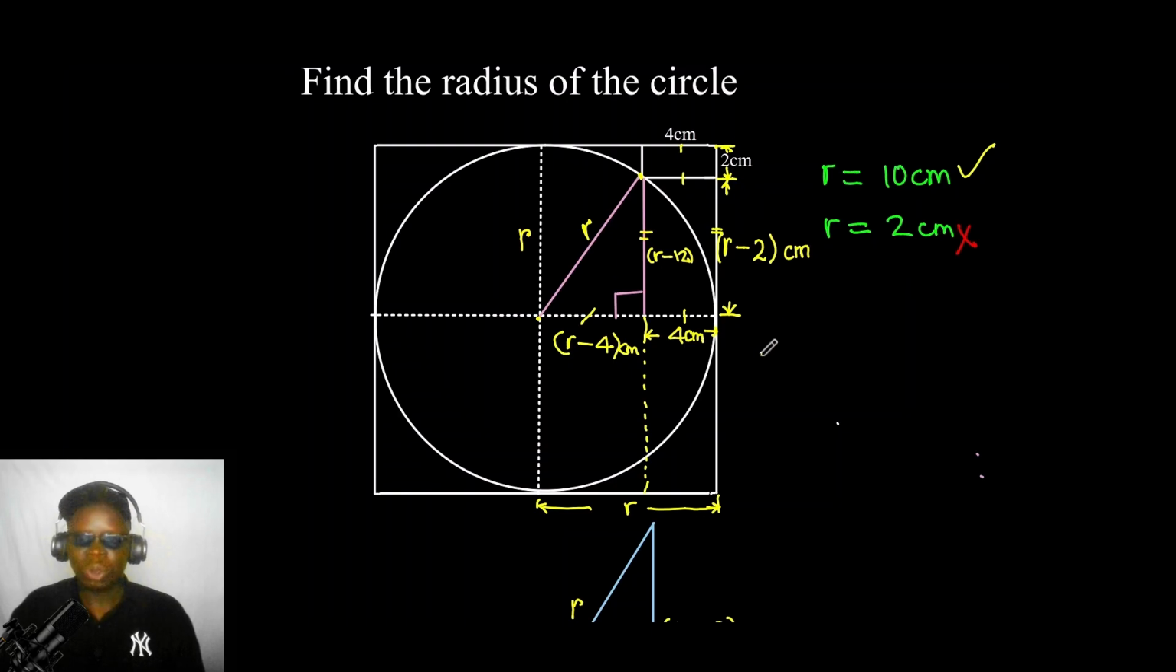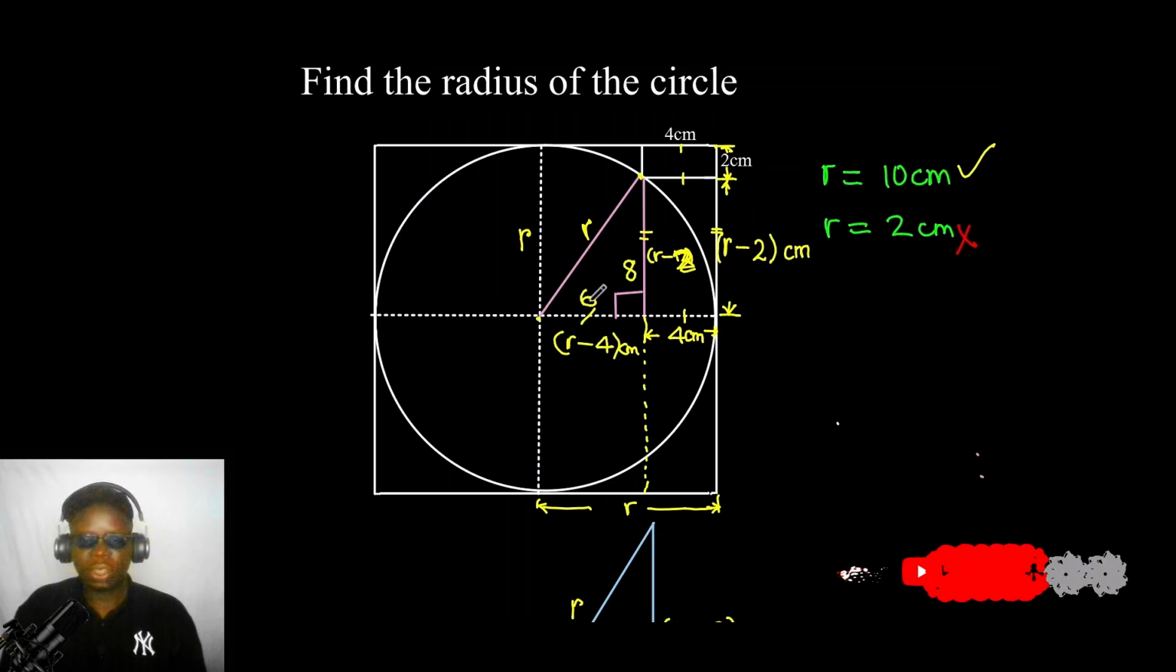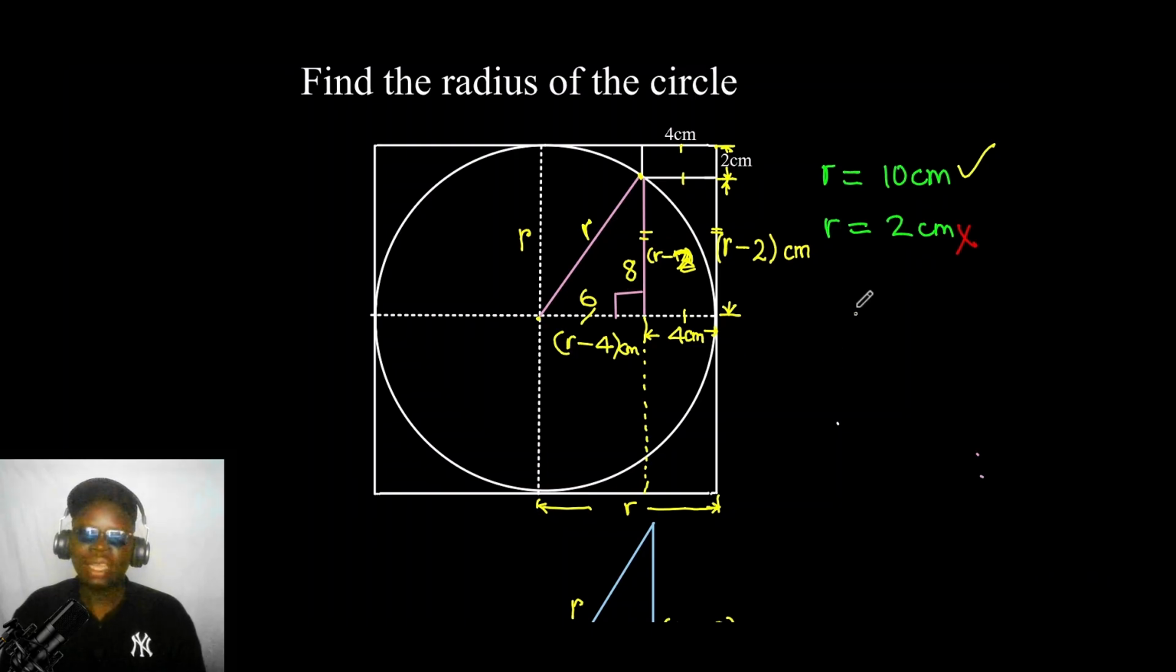Another way we can also show it, we come back here, remember this one was 2, so we have our r, which we have just taken to be 10, minus 2, we get here 8, and from this side r minus 4, and our r is 10. 10 minus 4 is 6. So if you use the Pythagorean theorem, you have 6 squared plus 8 squared, that is 100, and taking the square root of 100, you'll get back 10. And for that case, our answer is r equals 10.